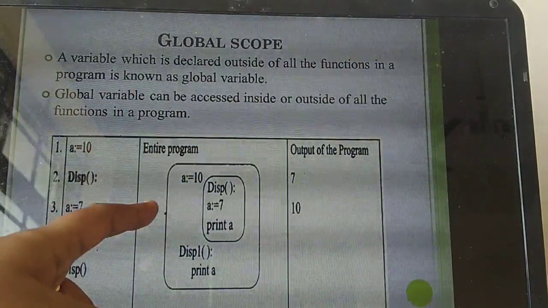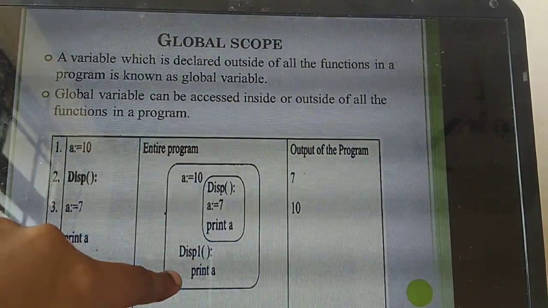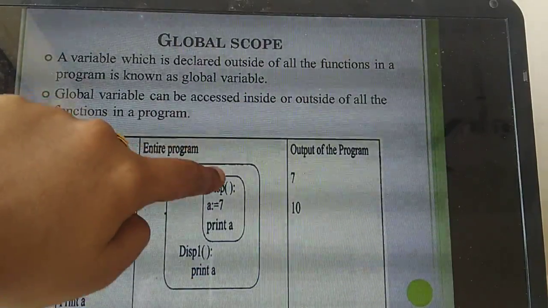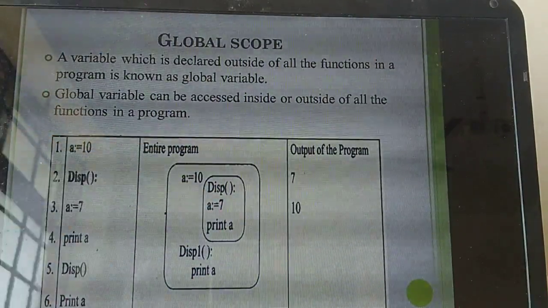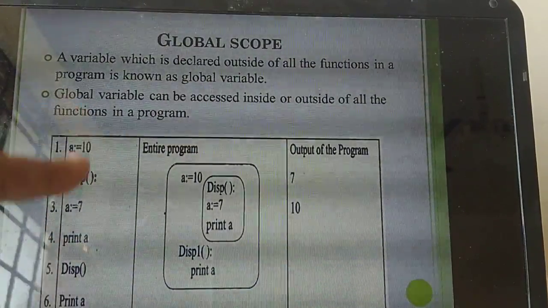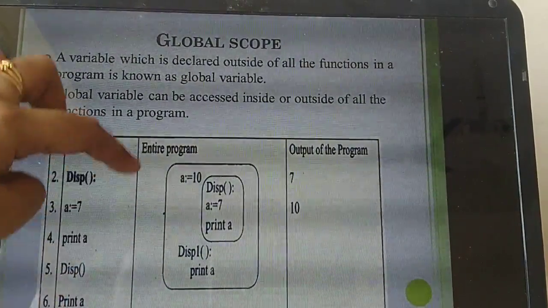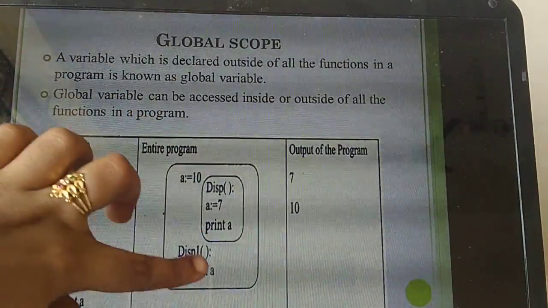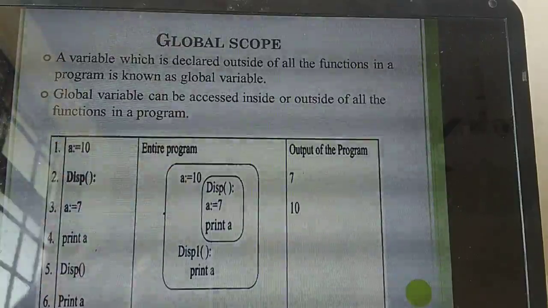Next the program flow comes out to display 1 of. Then what's the next step? Print a. But this print a, does the control go inside this function or outside the function? Think and say. Outside the function. Why? The variable a is declared first outside the function.